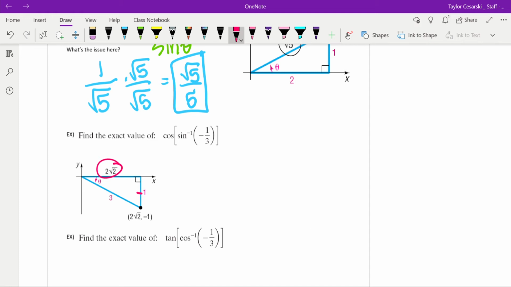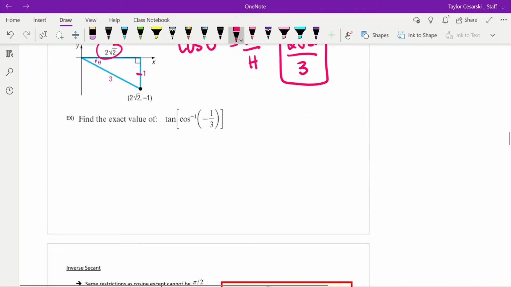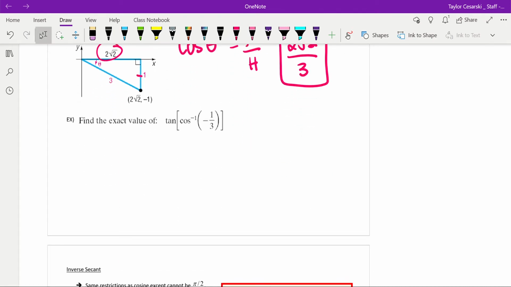And then I want the cosine of theta. So it's already given me the angle, and then I want to find the cosine of theta. And so that's going to be adjacent over hypotenuse. So that will be 2 square root 2 over 3. And that's it. All right, next one. It says cosine inverse of negative 1/3. All right. So cosine inverse of negative 1/3.